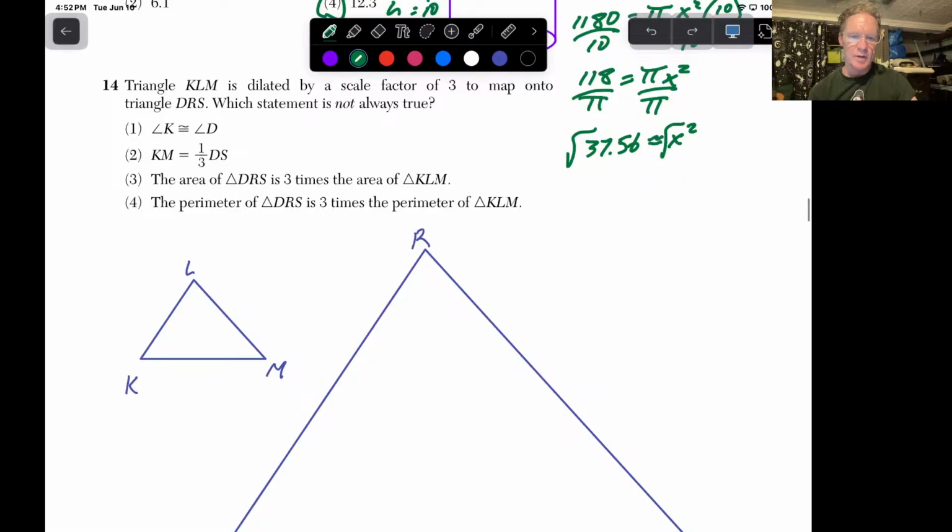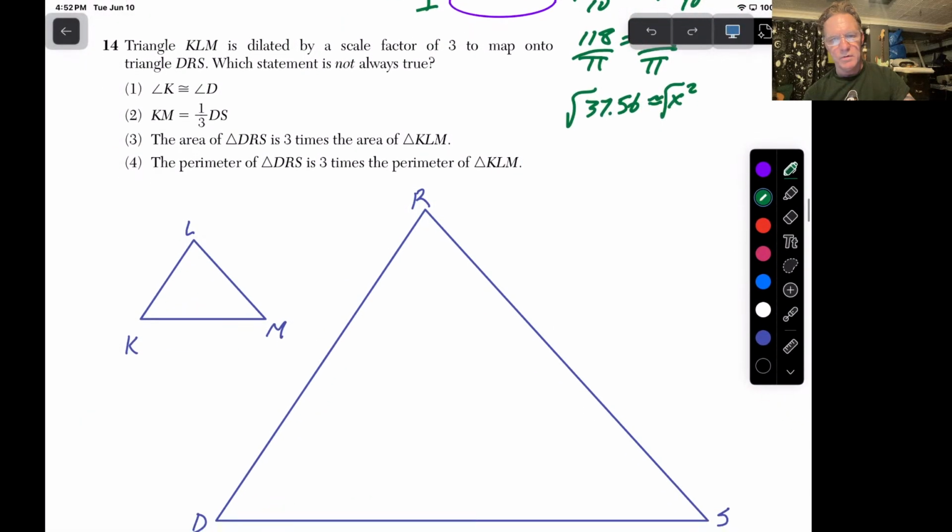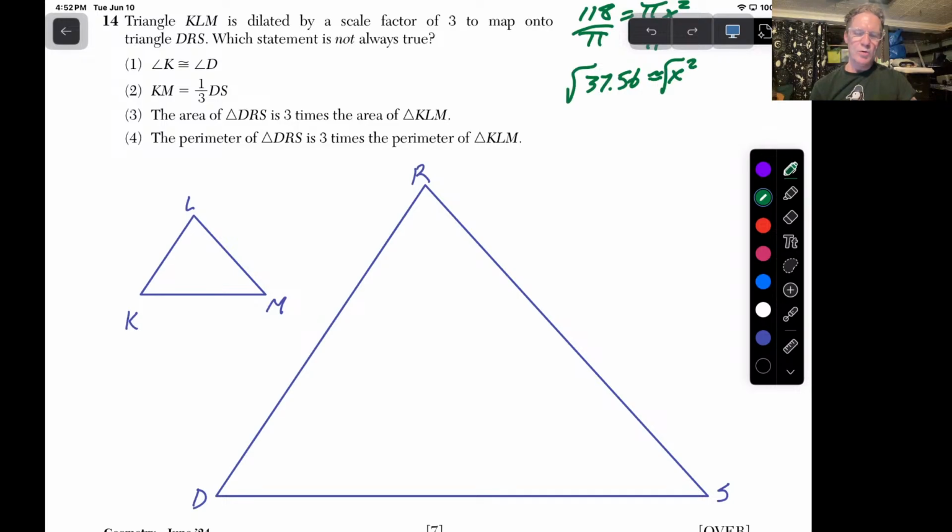Triangle KLM is dilated by a scale factor of 3 to map onto triangle DRS. Let me move this over. Which statement is not always true? Okay, so again, if you see a problem like this, just sketch the triangles. It takes a couple of seconds. It doesn't have to look great, just to give you a sense of where everything is, because I can't do this problem without sketching it. It's just too difficult for me to visualize everything. So it takes a minute. Sketch it out.